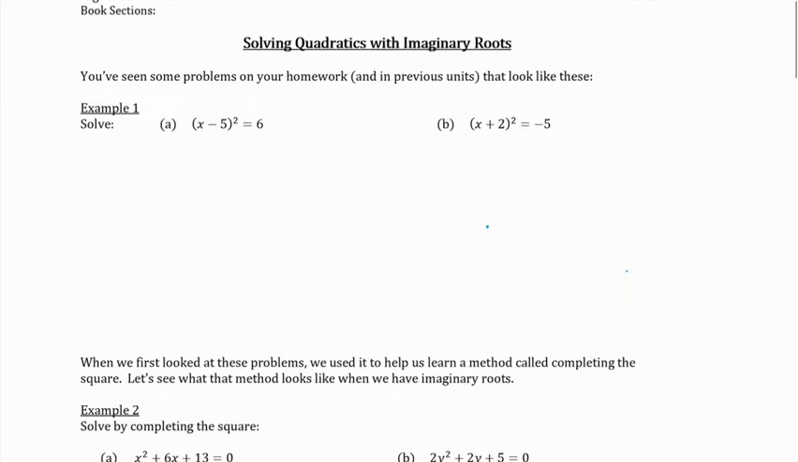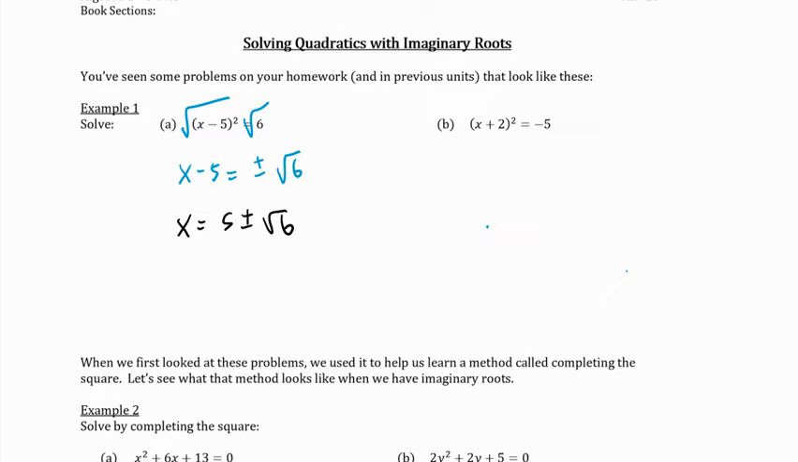So on example 1, as we've done in previous homework, I'm going to take the square root of both sides. x minus 5 is equal to plus or minus root 6. I add 5 to both sides. You get 5 plus or minus root 6.